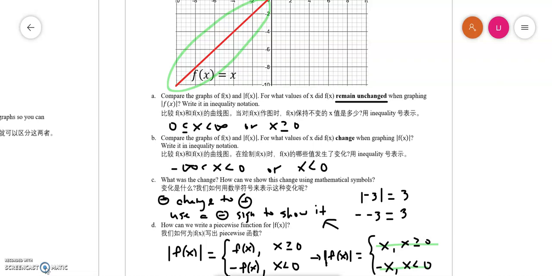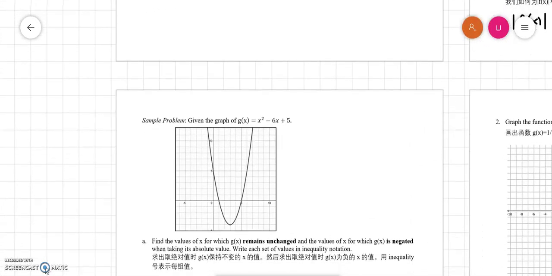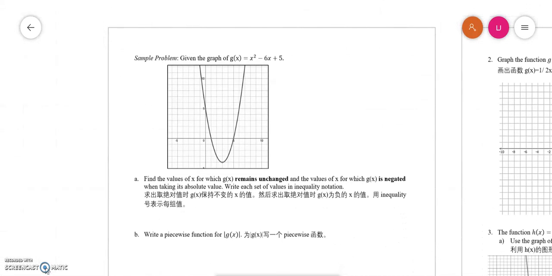So let's do another example so you can see some more and get a little bit more clarity about it. All right, not a line anymore, we have a parabola, specifically the graph of x squared minus 6x plus 5. So let's look at, if we were going to make the absolute value, where would this graph stay unchanged? Where would the absolute value not affect this graph?